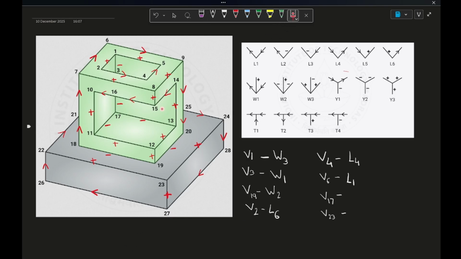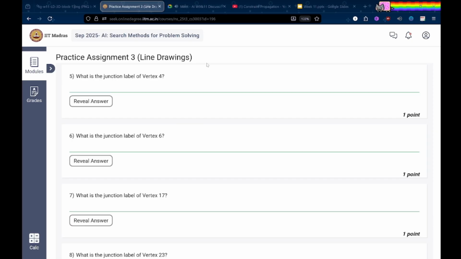Then V17, it's negative, negative, negative, and it's a Y junction, I think. Y2, yeah, this one. Then vertex 23 is this one, which is a plus, plus, plus Y junction. Y3. So L4, L1, Y2, Y3.